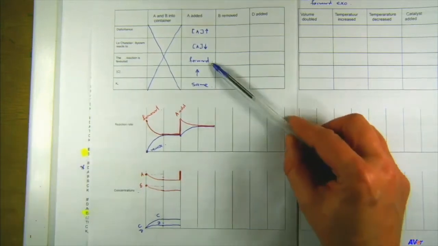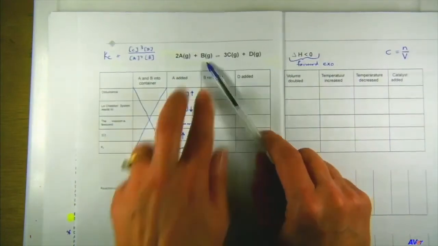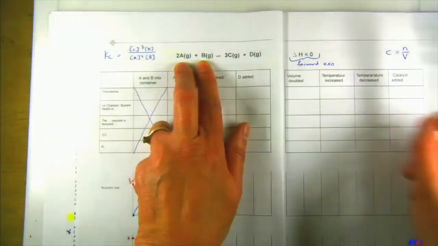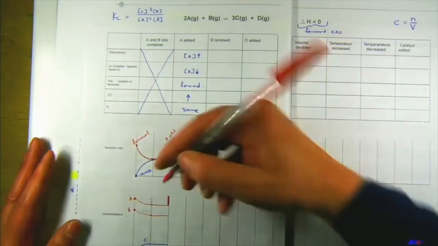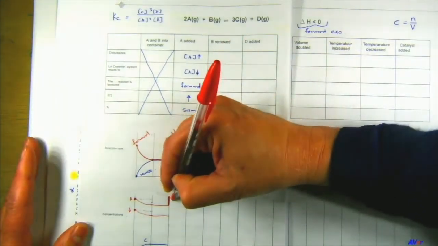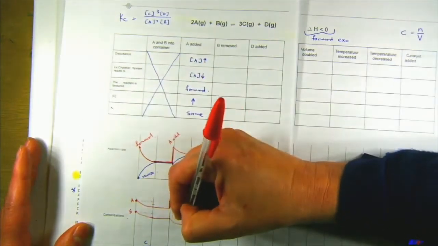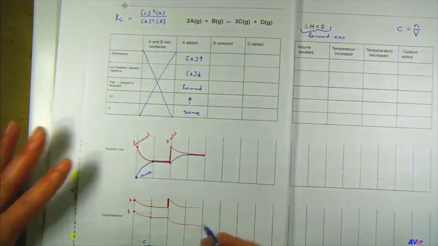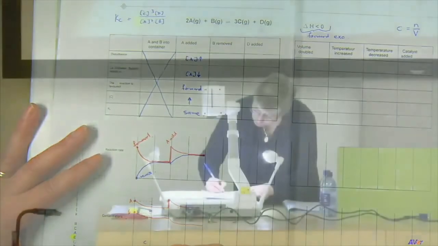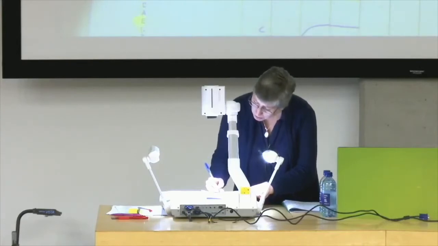Now up there we said the forward reaction is favored. If the forward reaction is favored, what's going to happen to A and B now? It's being used. It's going to decrease. And C and D is being increased. So A and B will decrease, with a bigger gradient, then a smaller gradient, until it gets to 0. And if A and B are being used, then C and D are being produced. Bigger gradient, smaller gradient, 0.